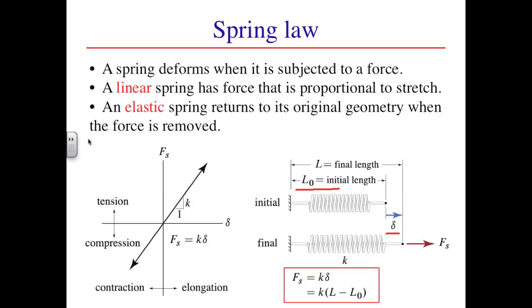The constant of proportionality is often designated by the symbol K and is defined as the spring constant. Spring constant K has units of force per unit distance, so in the systems of units we've been discussing, in English or US customary units, this will typically be either in pounds per foot or pounds per inch. And in the SI system, this will have units of newtons per meter or perhaps newtons per millimeter.